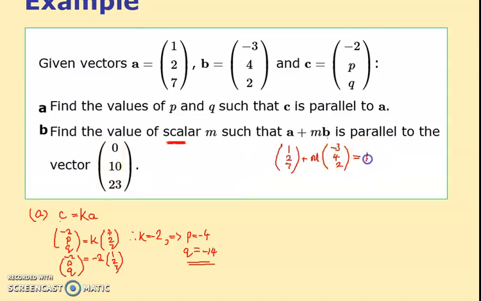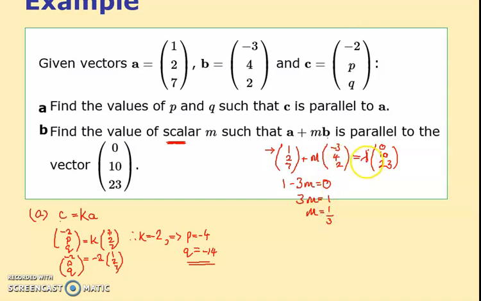Again, I can use k. I'm a bit wary about using k because I've already used k. So let's pick a different letter. We'll use lambda. A nice Greek letter for those of you who don't like Greek letters, tough. 0, 10, 23. So we've kind of got two unknowns here, so I think we need two equations. So we just look at the top line initially. I've got 1 minus 3m equals 0. Well, that's quite handy because it tells me straight away that 3m equals 1 and m equals a third.